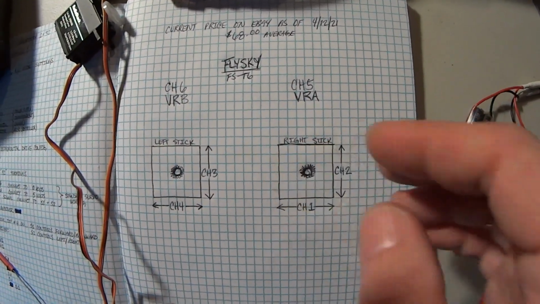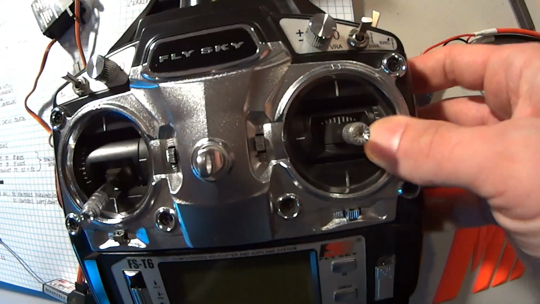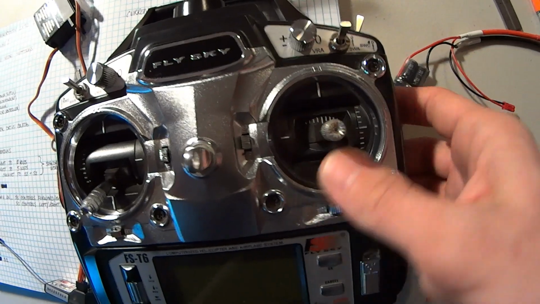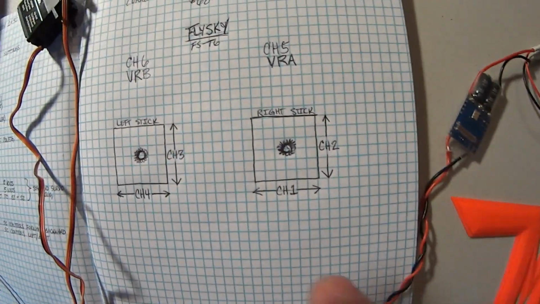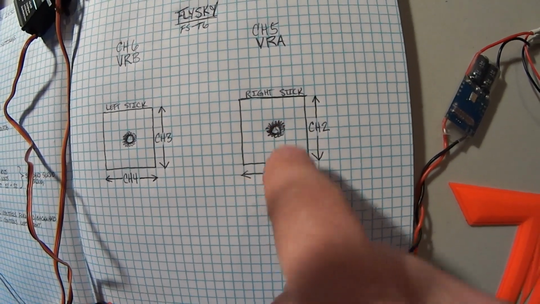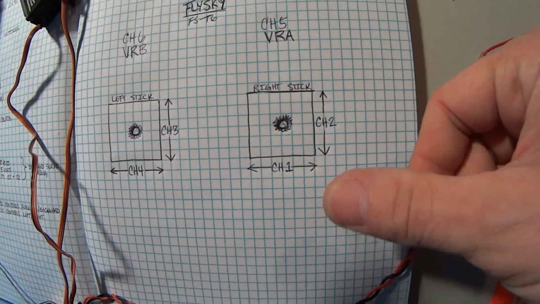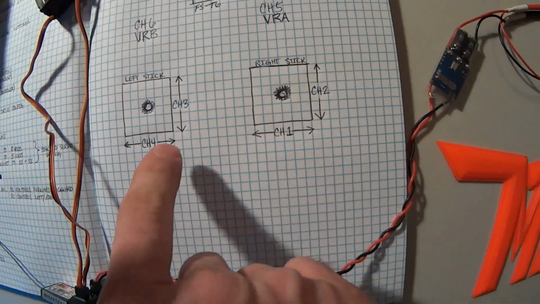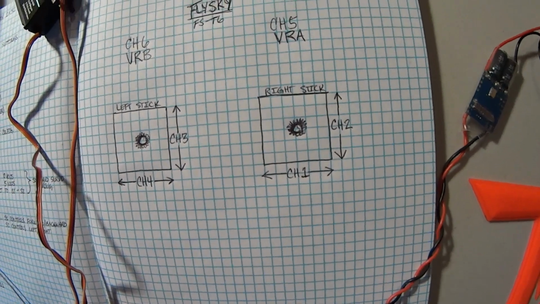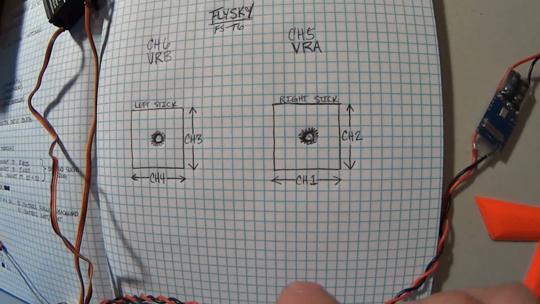And so I'm actually going to show you, this is a rough drawing of the stick layout on this remote, and it represents these sticks, these two knobs, and that's it. And what you'll see is channel 1 is left to right on the right stick, channel 2 is front to back on the right stick, channels 3 and 4 are the left stick, and you can see them drawn there. And those are the channels that I'm concerned with right now.